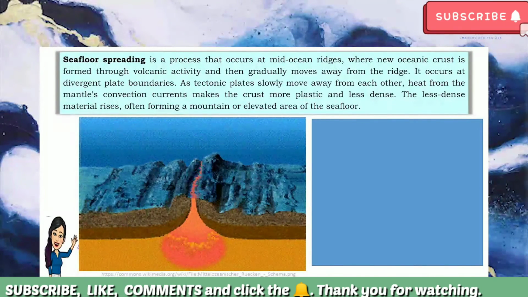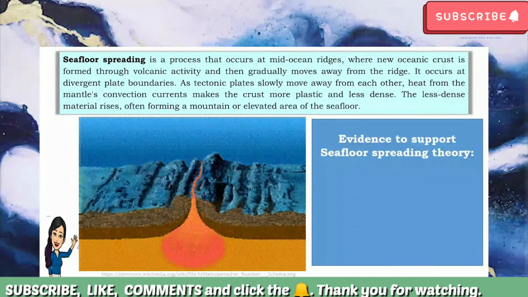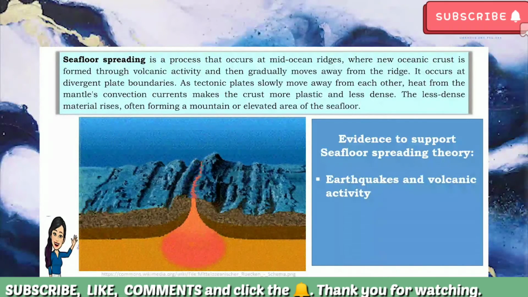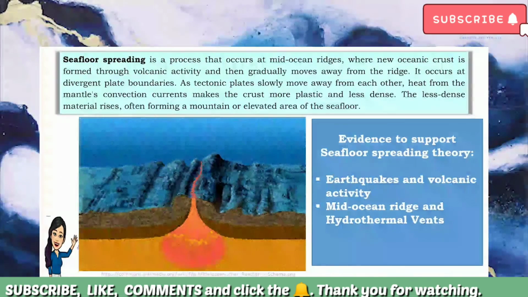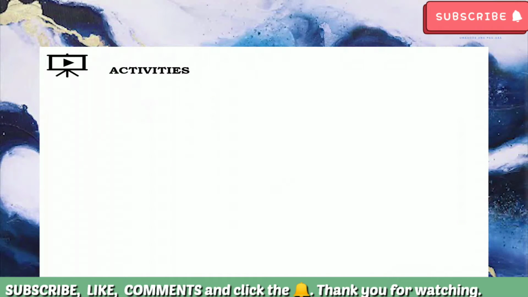Evidence to support seafloor spreading theory are the following. 1. Earthquakes and volcanic activity. 2. Mid-ocean ridge and hydrothermal vents. 3. Magnetic rock alignment. And 4. Rock dating techniques.